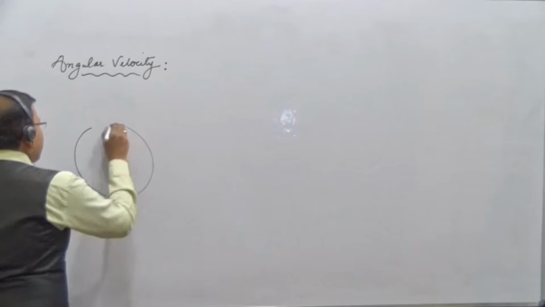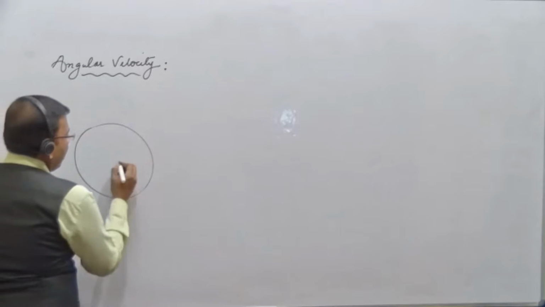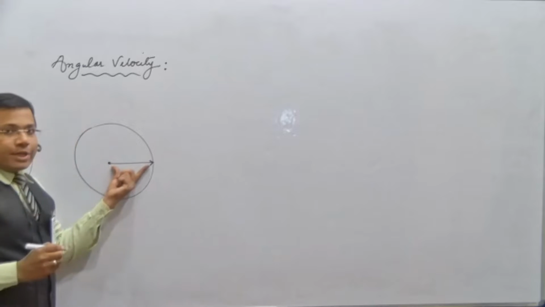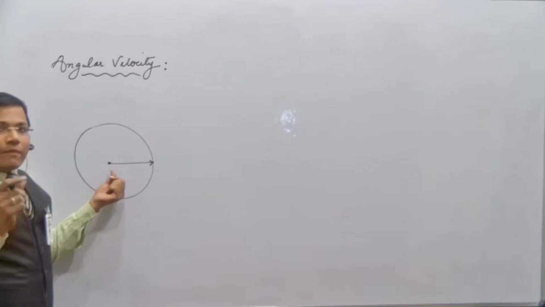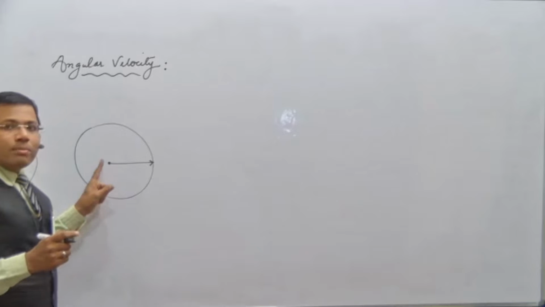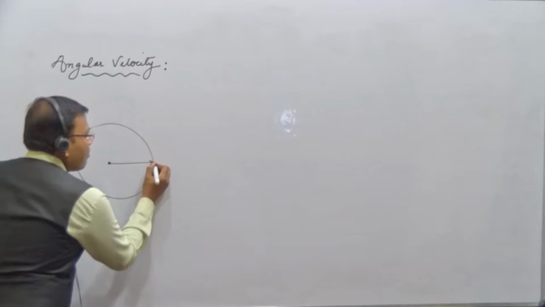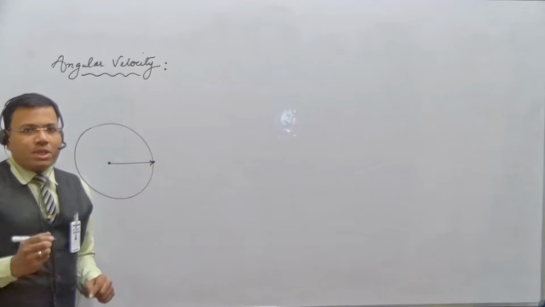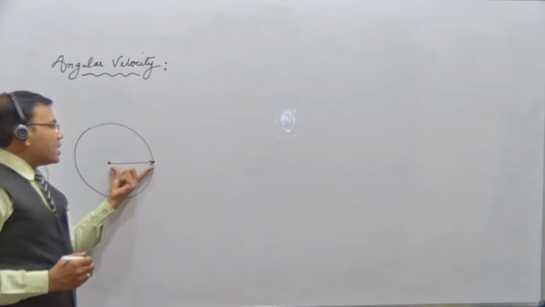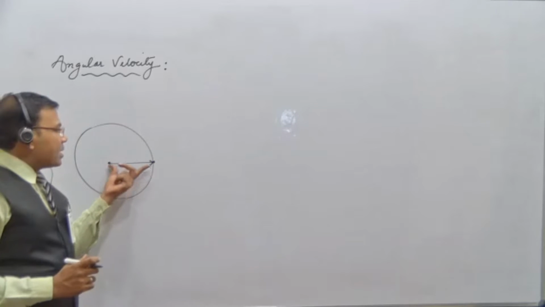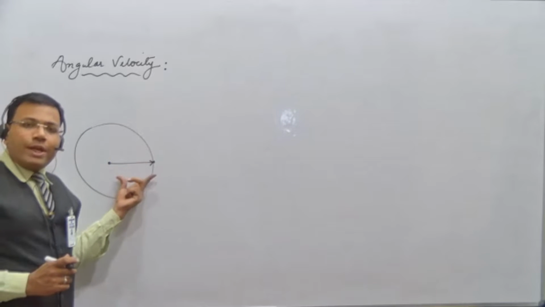Just imagine this is the circular path. And this is a radius vector. Radius vector means a vector originating from the origin, that is the center of the circle, and the point on the circumference of a circle. This is the radius also, but we are representing it as a vector. So this is the radius vector.